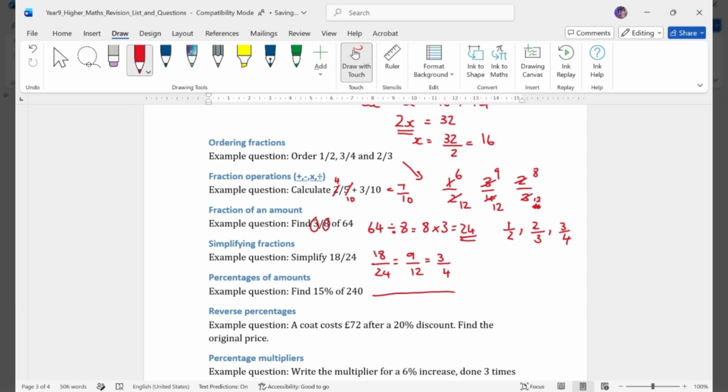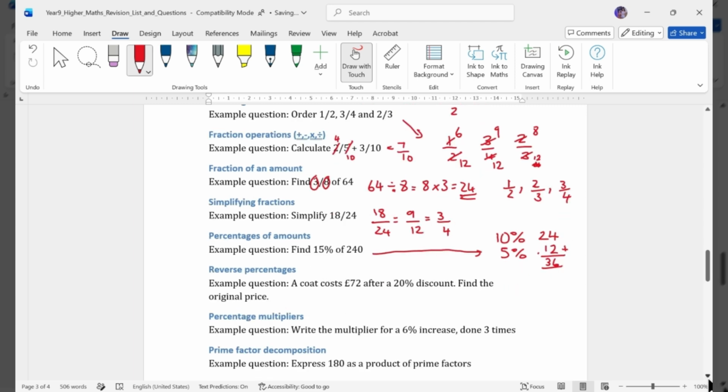Okay, we haven't got a calculator, so we're going to go down the route of 10% and 5%. 10% of 240 is 240 divided by 10, which is 24, whereas 5% would only be half that amount. So 15% is 10% add 5%, so 36.